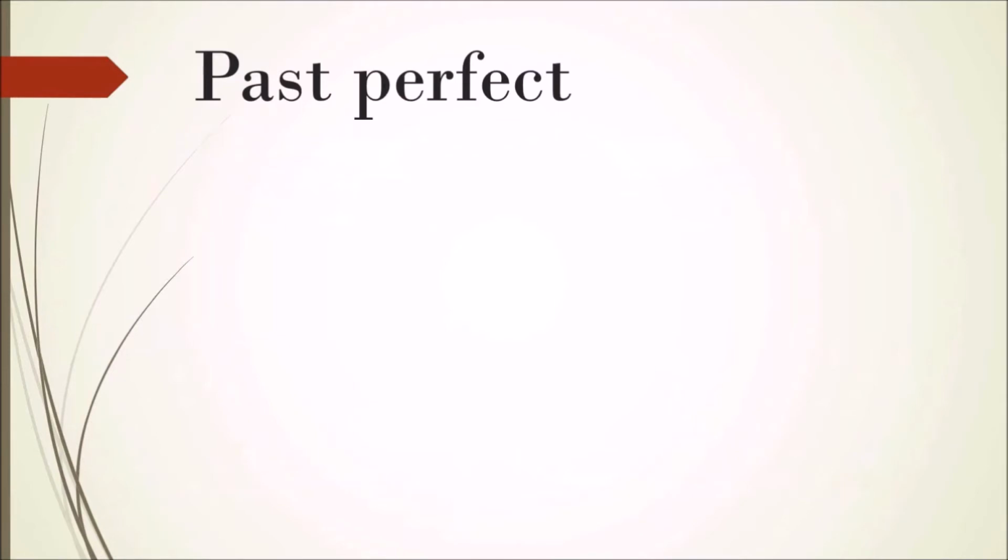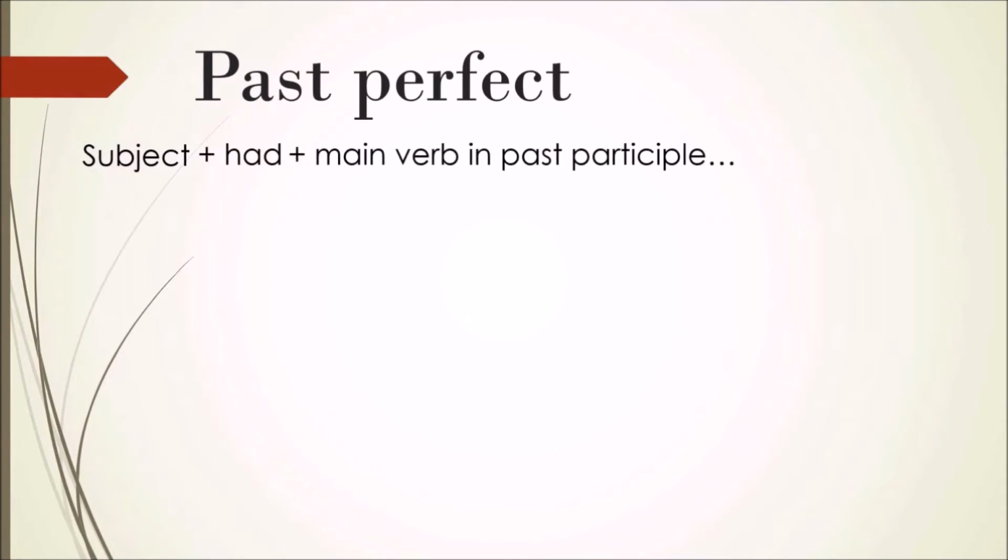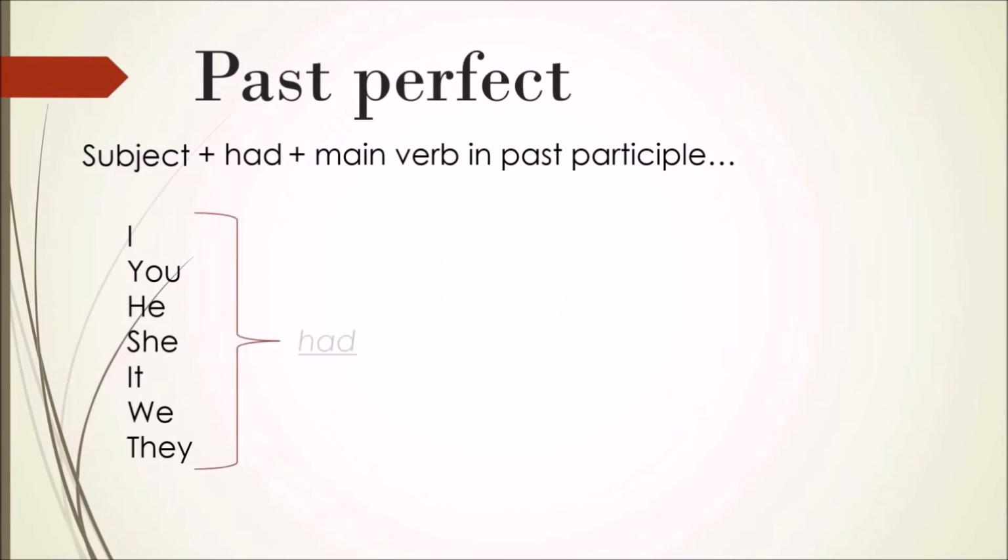Now, how do we create past perfect? As usual, we put first the subject and we need the helping verb, and we said that the perfect tenses' helping verb is have. But as we have past perfect, have in the past is had. And as usual for perfect tenses, we need the main verb in past participle. So for I, you, he, she, it, we, they, I will say had. So in past perfect, all the pronouns have the same helping verb, had. And the next one is the main verb in past participle, left.